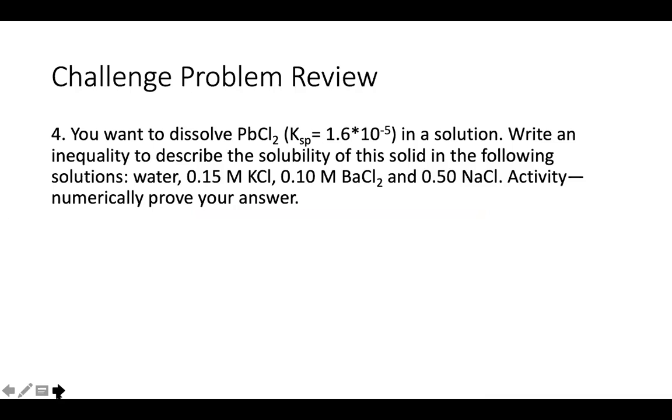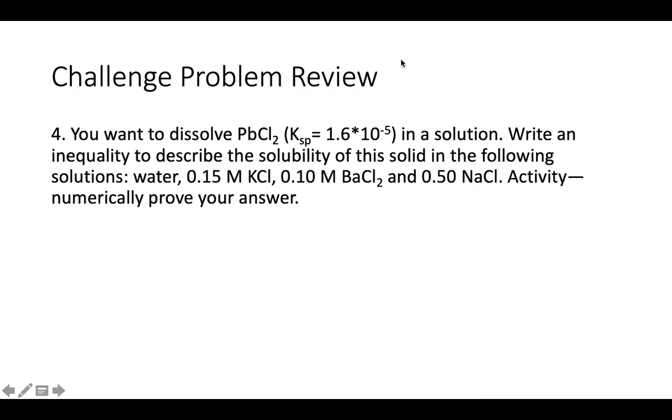Okay, so question 4 is more of an activity, investigating the common ion effect. The common ion effect, which we'll talk about a little bit more later, states that if you have a solid and one of its ions is already present in the solution, then the solubility of that solid will decrease. Here we're investigating the solubility of lead chloride in 4 different solutions: pure water, a potassium chloride solution, a barium chloride solution, and a sodium chloride solution.